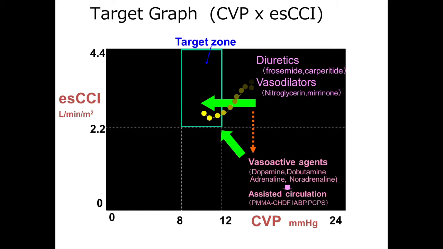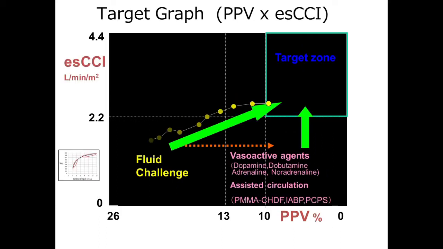This is the idea of this graph. Each position has meaning and a hint for the decision for doctors. And maybe this PPV is very well used in hospitals nowadays compared to CVP. So this is also right.